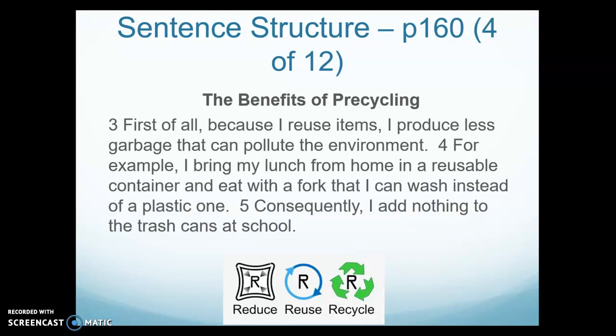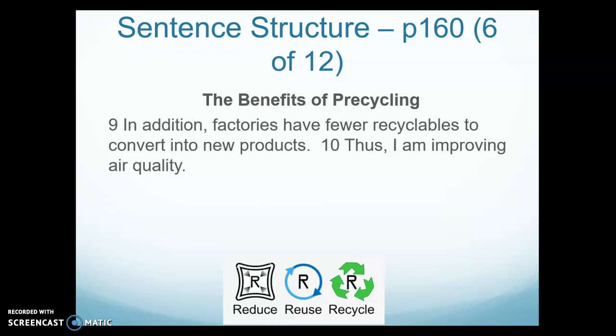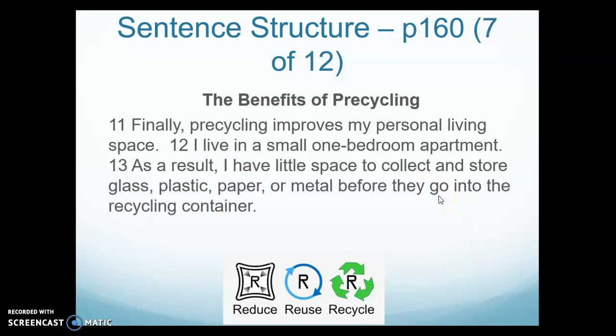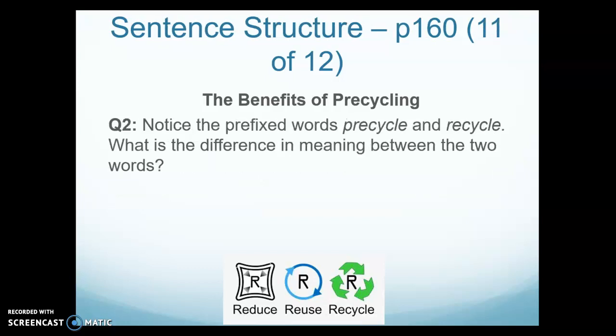Consequently, that's a signal word. As a result, it's another one. Thus, you notice also one other thing with all these. You see something right here? You have a comma. Very important to have in your grammar. 13, as a result. Finally, that's another signal word. You use some of these in your process paragraphs, which you're still working on. So let's look at that.